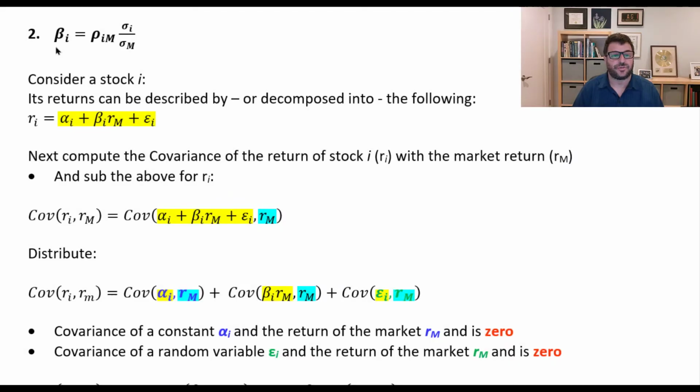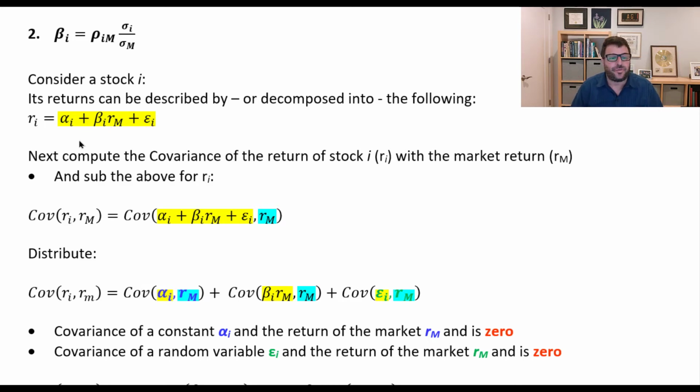Let's look at the second result, and that is that the beta, this proportionality coefficient, is equal to the correlation times the ratio of the volatilities, the standard deviations. So let's consider a stock I. Its return can be described by, or essentially decomposed into, the following. The return of some stock can essentially be the alpha plus the beta times the return of the market plus the error term.